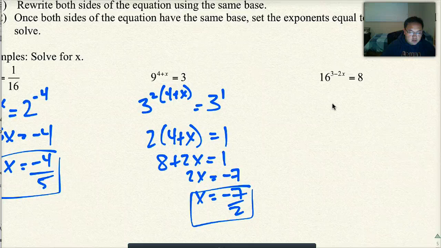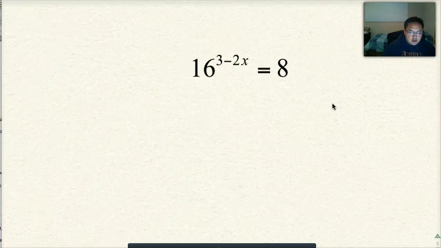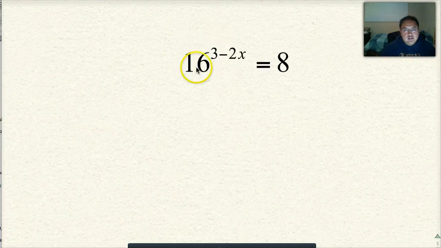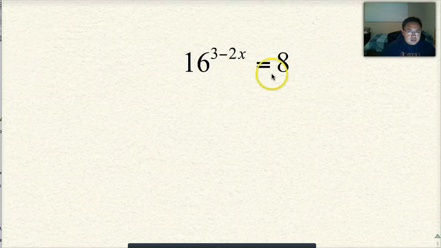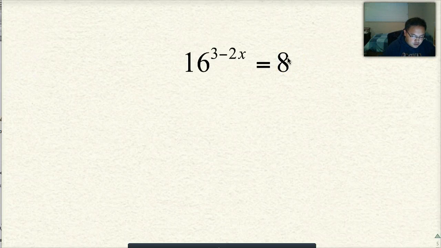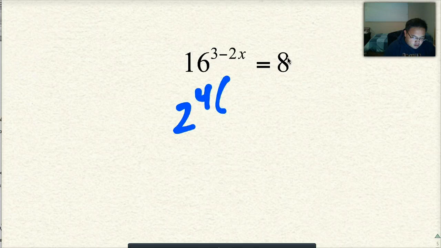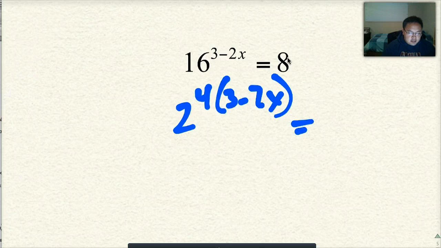Let's do one last one. This one's the hardest one. You'll notice that I have 16 and 8, not the same base. And 16 is not 8 to any power. I'm going to have to use a different power for both of them. So both of them are actually powers of 2. So 16 is actually 2 to the 4th power. Ready? So we'll go like that. And 8 is 2 to the 3rd power, like so.